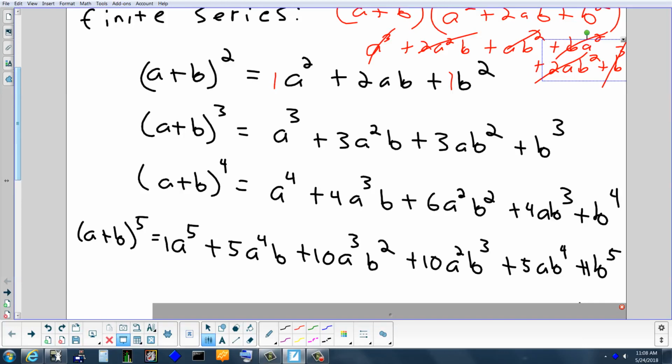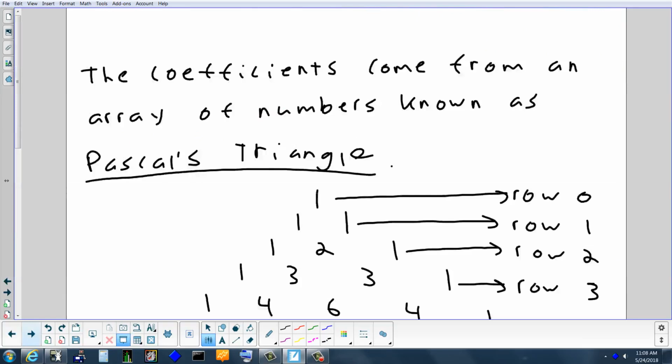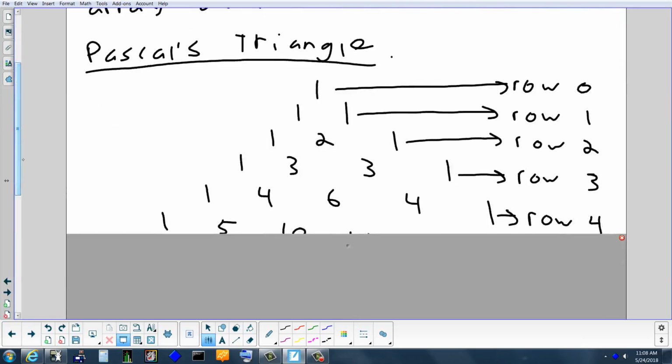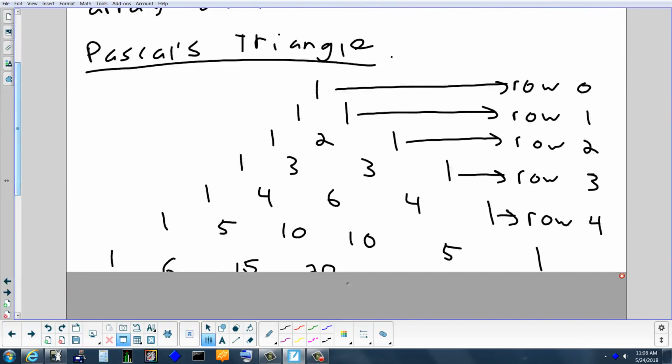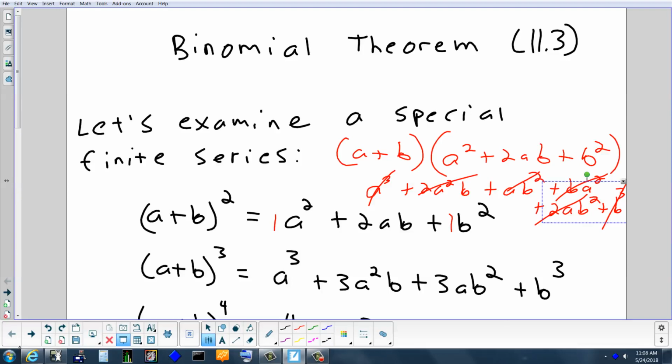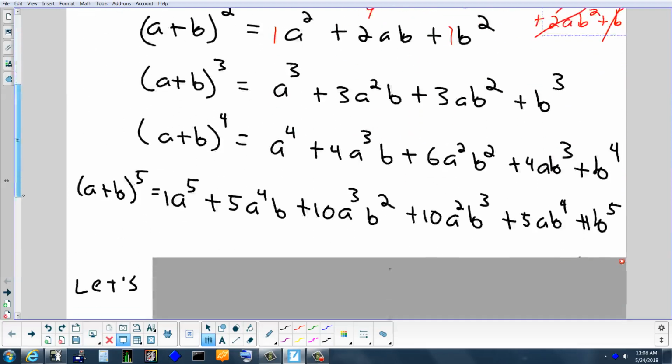Those are from something. Anyone remember what those are from? Yeah? Pascal's triangle. Those are the numbers from Pascal's triangle. Okay, if you look at it, 1, 3, 3, 1, 1, 4, 6, 4, 1, 1, 5, 10, 10, 5, 1. So what ends up happening is the coefficients just come from that triangle.